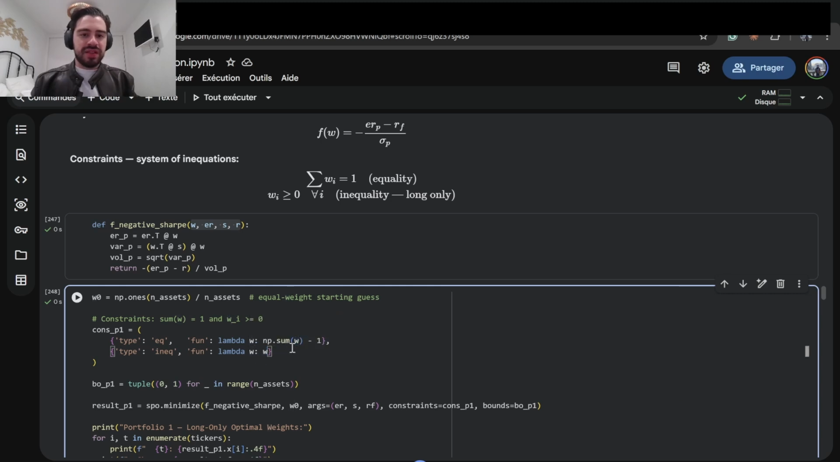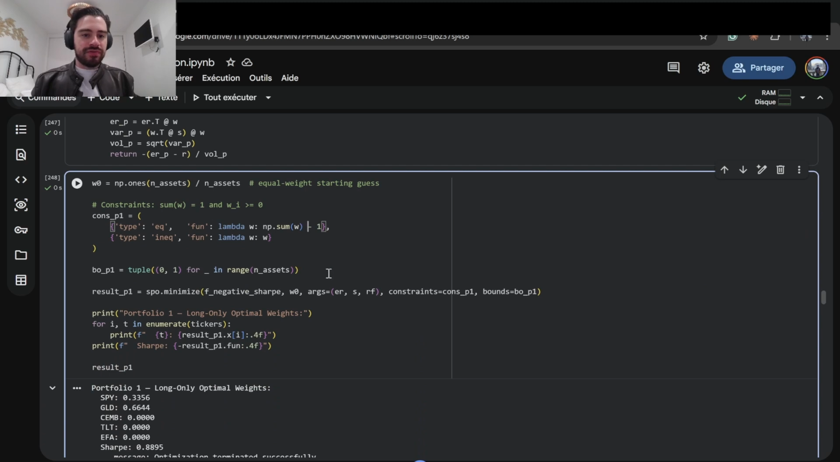Basically, it means the weights should be higher or equal to 0. And this is the equation, which means that the sum of everything should be equal to 1. And for a safety check, you can also define a tuple to define the boundaries, which goes from 0 to 1. And here we have the result.